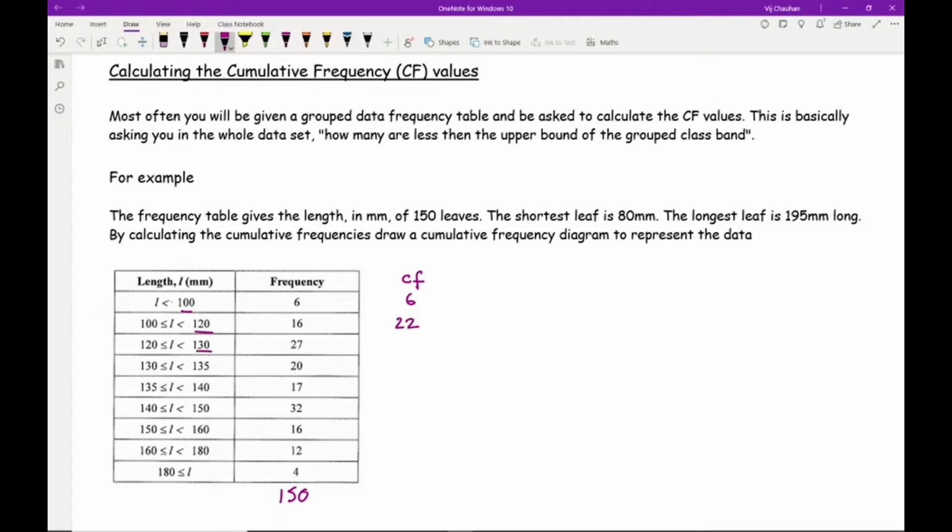The next one is how many are less than 130, so basically I need to add this value in the frequency with the previous cumulative frequency value. So here I'm going to end up with 49. How many are less than 135? Well that's going to be 69. How many are less than 140? Well that's going to be 86. How many are less than 150? Well that's going to be 88, and then add the 30 and we get 118.